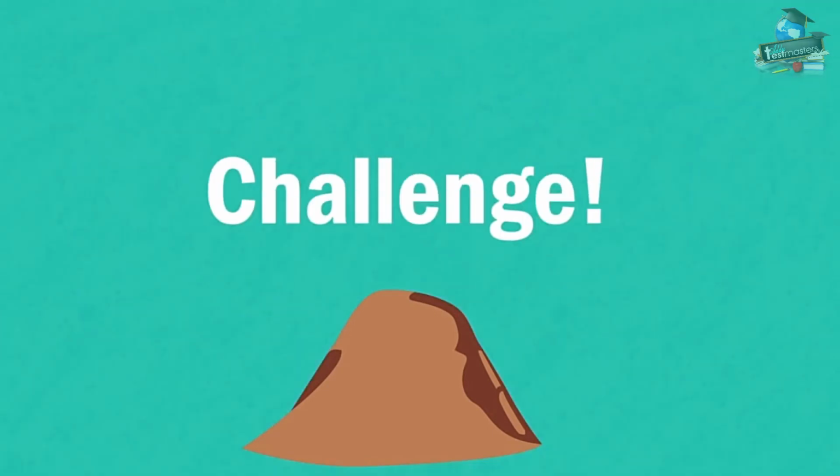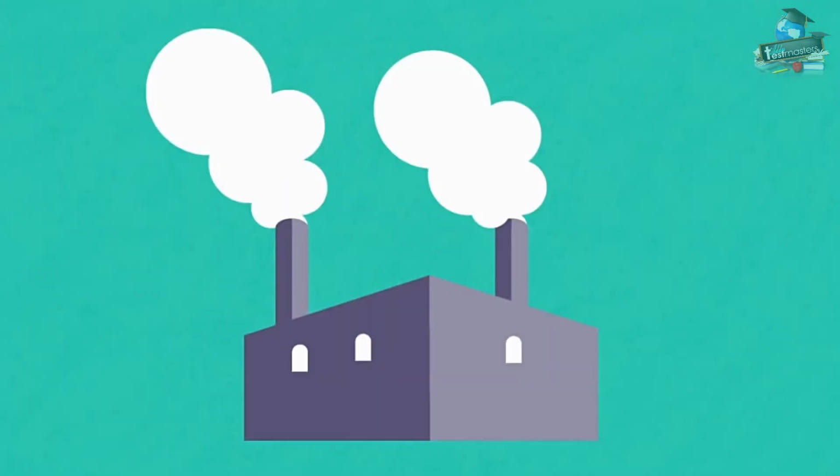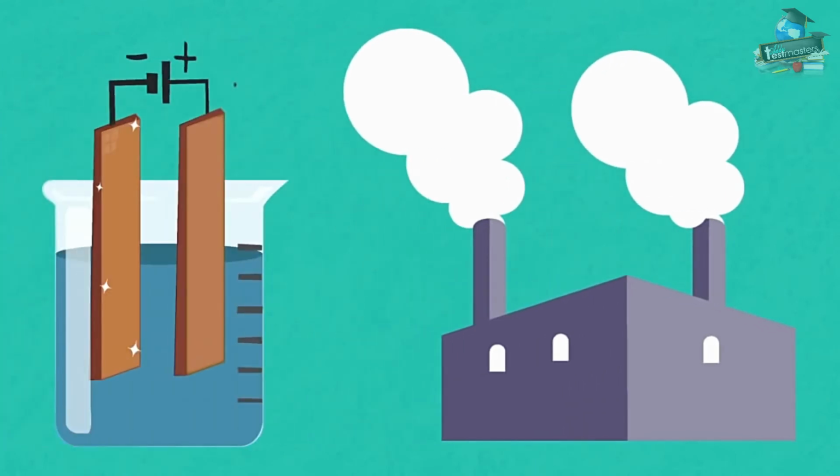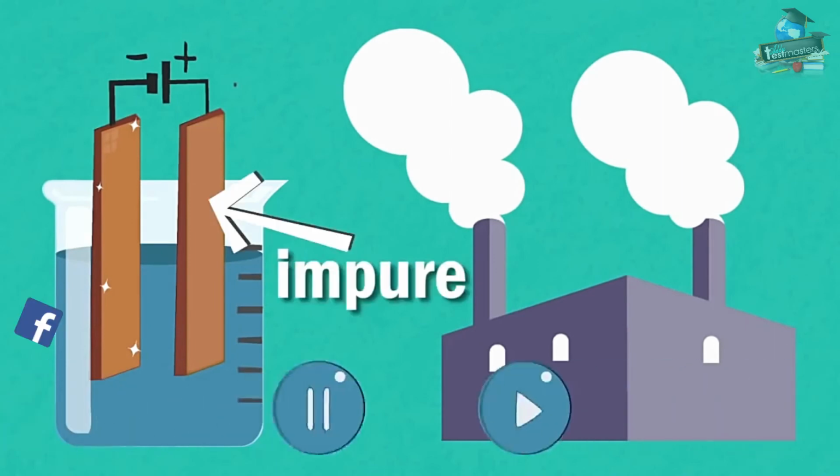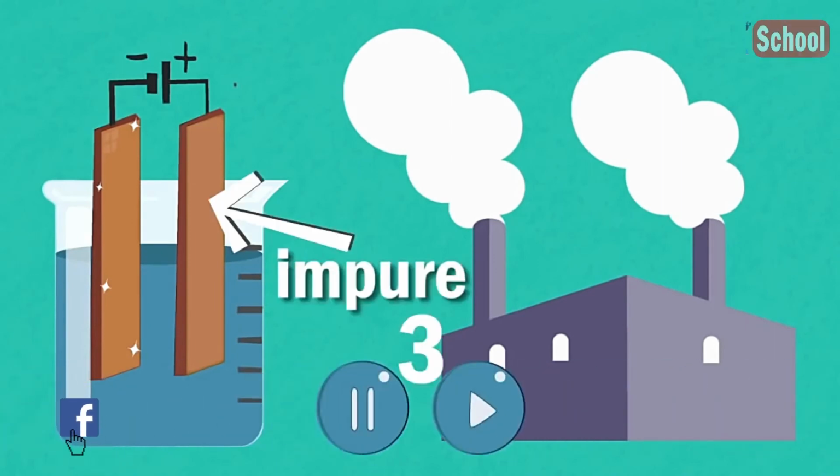Here's a challenge. Why do you think that industries might not throw away the anode sludge immediately? Remember, the copper strip at the anode is impure. Pause the video and continue when you're ready.